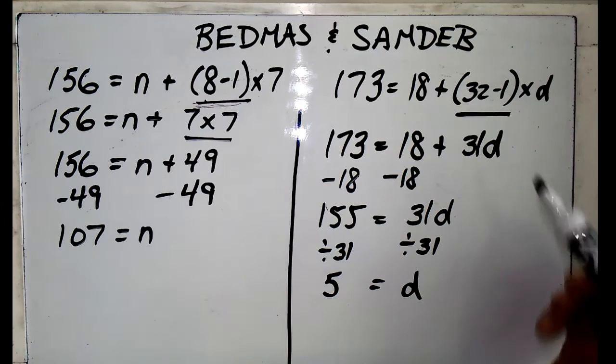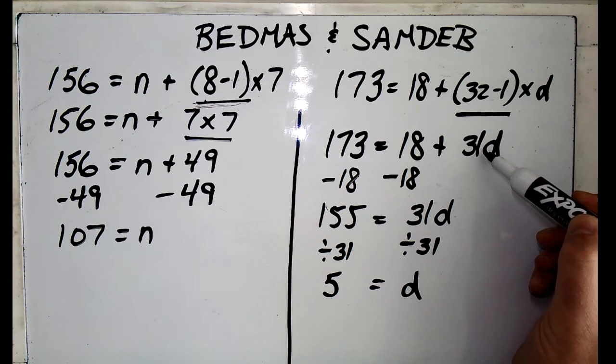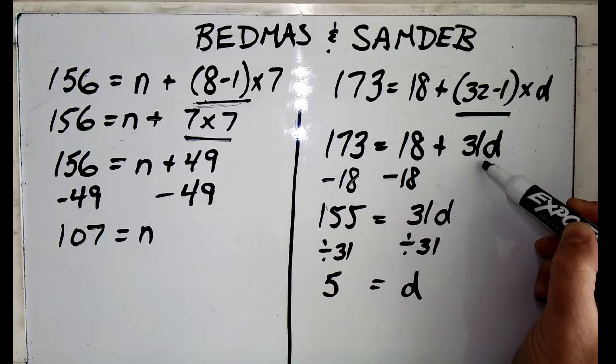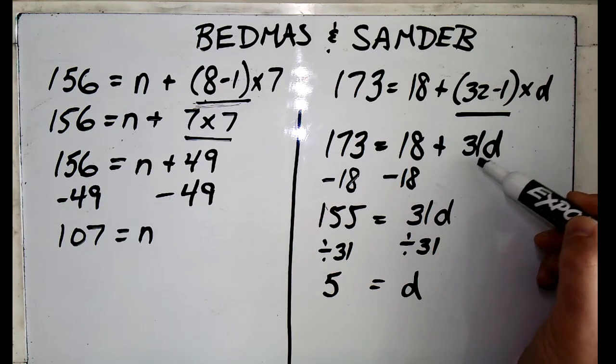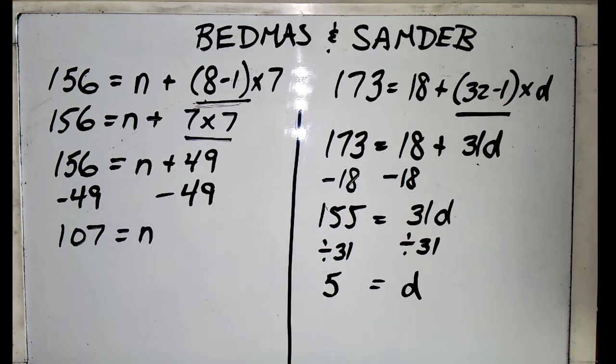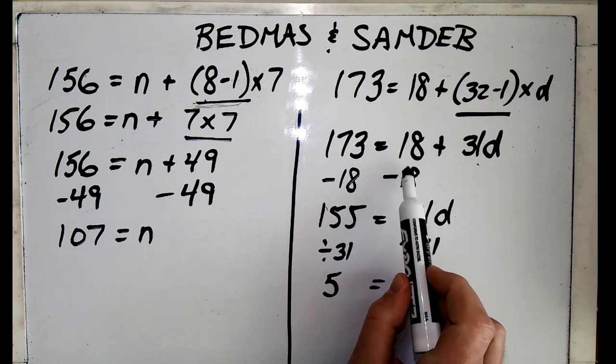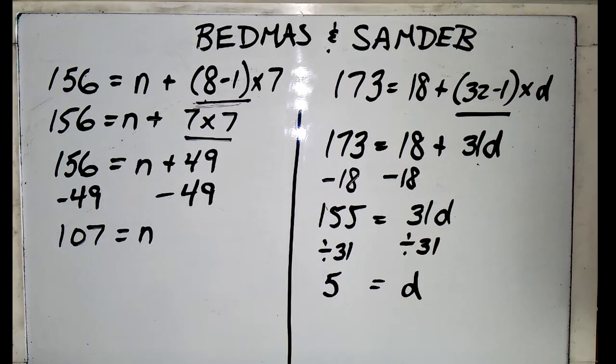So the key thing is we did BEDMAS until we came to the letter. Now we can't do adding before multiplication. I'm stuck, so I switch to SAMDEB. I'm using algebra. I always start with the adding, subtracting, and do the opposite. Then divide to get rid of the multiplication.